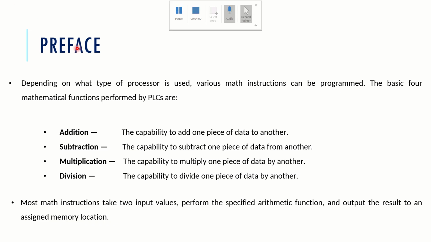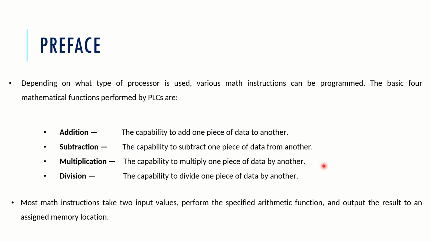So we can find that there are 4 basic mathematical operations: addition, subtraction, multiplication and division. Now you see that most of the mathematical instructions take 2 input values, perform the specified arithmetic function on these 2 input values and output the result to an assigned memory location. This is one big advantage with PLCs, that whatever values have been stored are not disturbed while keeping the result. The result will be kept in some other memory location.